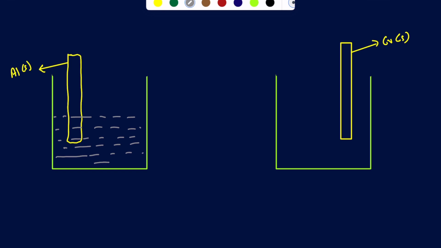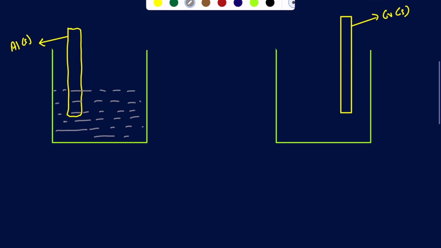Since I'm using an aluminum electrode, I want to possibly have aluminum nitrate here, maybe aluminum sulfate here. So let's just say I want to have aluminum sulfate here. So that's going to be Al2(SO4)3. That's going to be the aqueous solution.